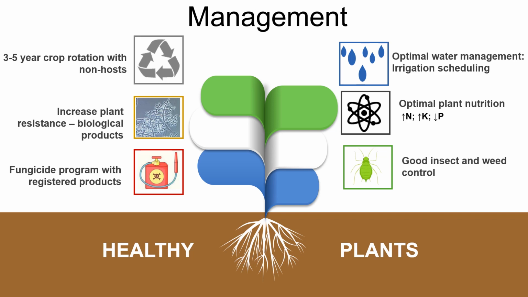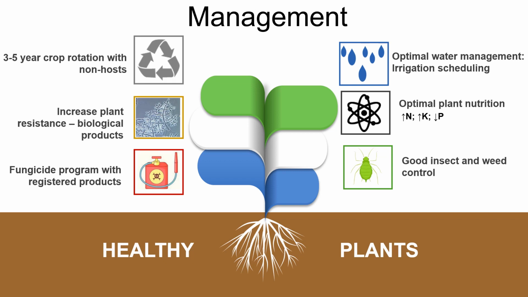And then good insect and weed control. Insects, for two reasons: they can be indirect disseminators of conidia, but also insects create wounds, and wounds are points of infection, especially by Alternaria alternata.